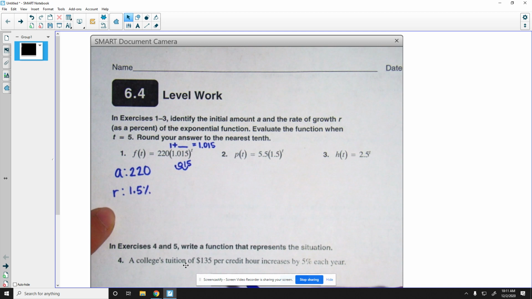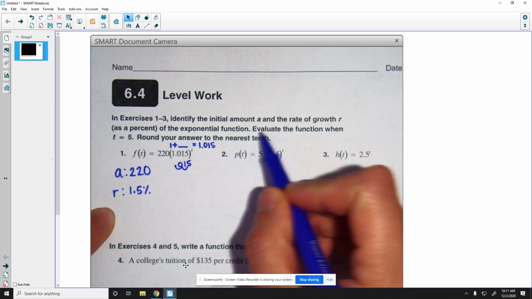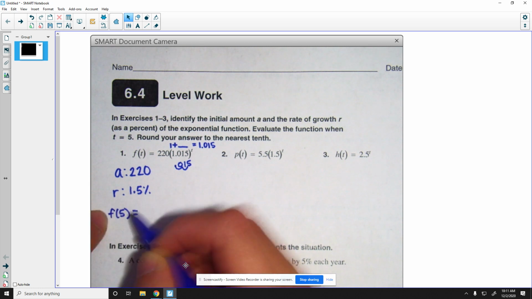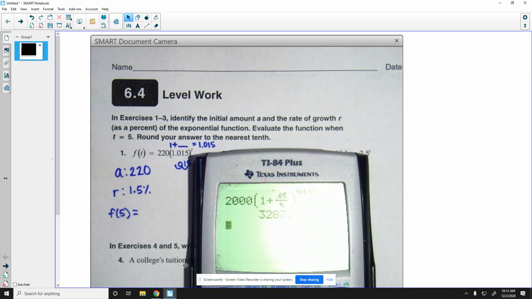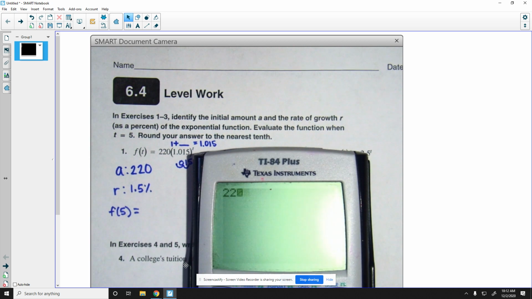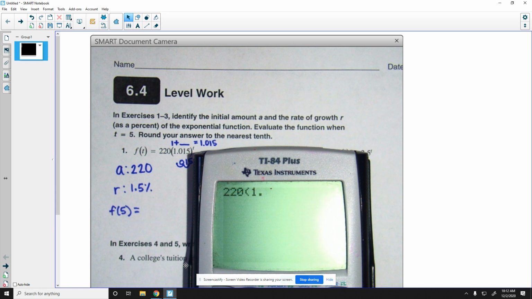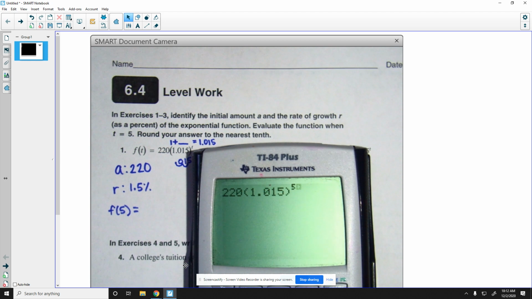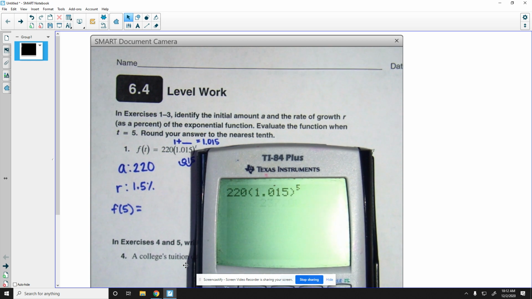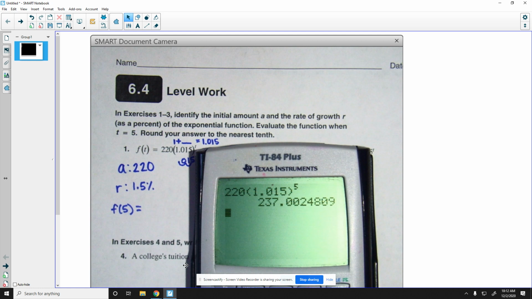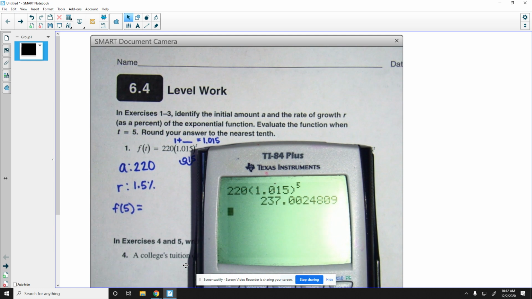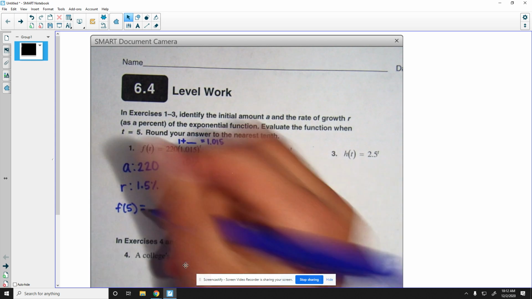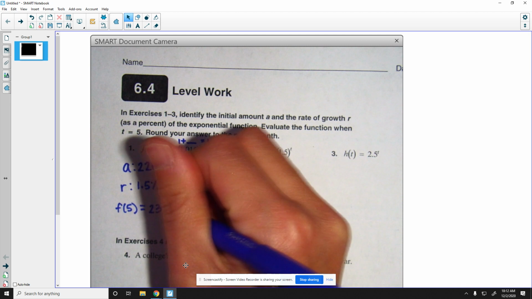Okay. So then it asks you to evaluate. Evaluate just means to solve. So when t is 5, so f of 5, plug in 5. So all you're doing is you're going to type in 220 parentheses 1.015 to the 5th power. Like you're just typing in 5 into your calculator. Then you would have $237, or it's not money. It's just 237. And it says round to the nearest 10th. Well, it's 0.00, so 237.